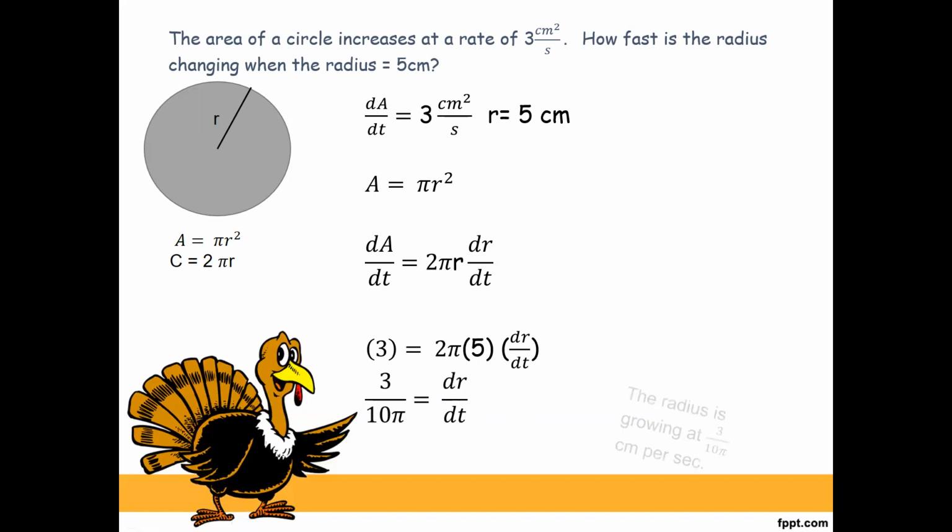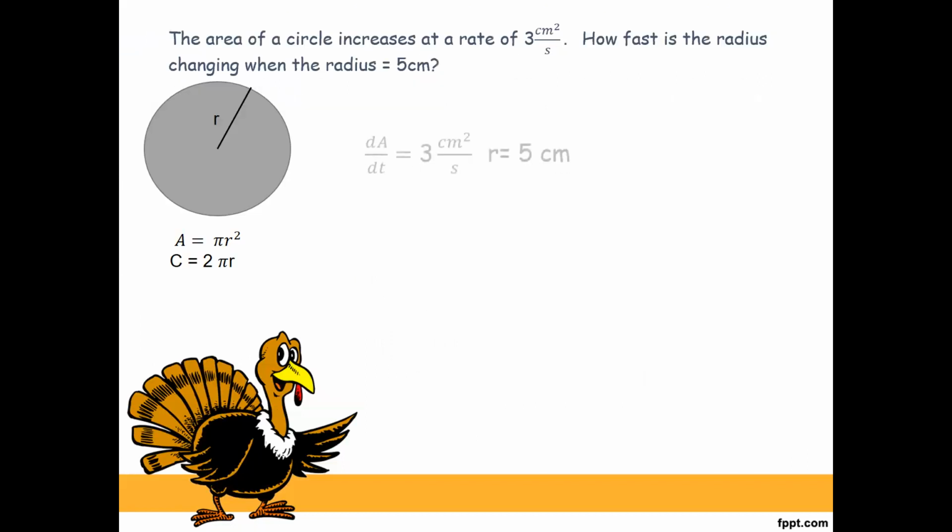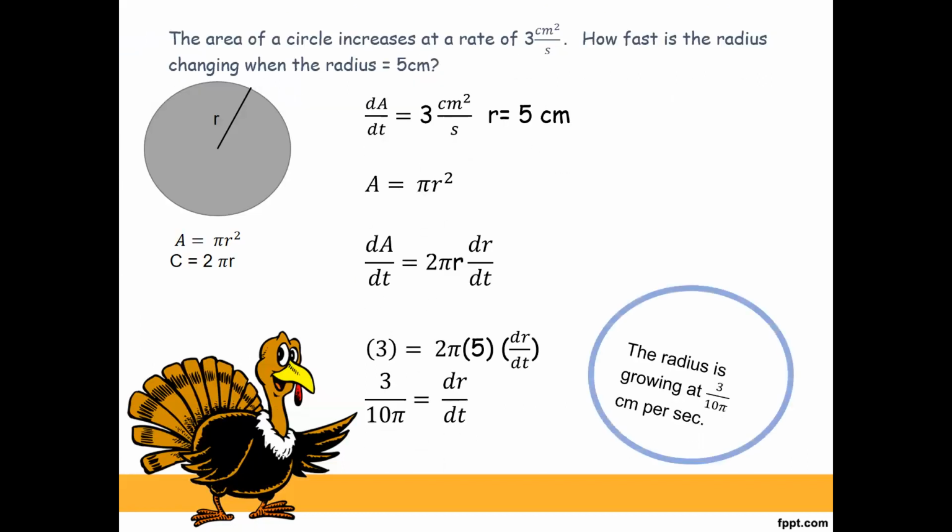Now we can interpret our answer. The radius is growing at 3 over 10 pi centimeters per second. And if we want to change that to a decimal number, it might make more sense. So we see some patterns here. The key is to just follow this 9-step process. There it is.